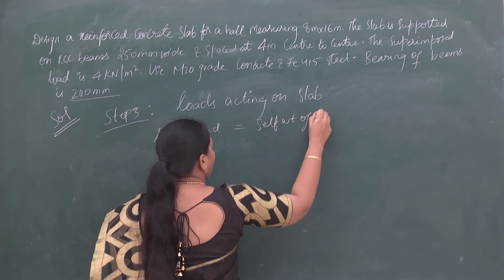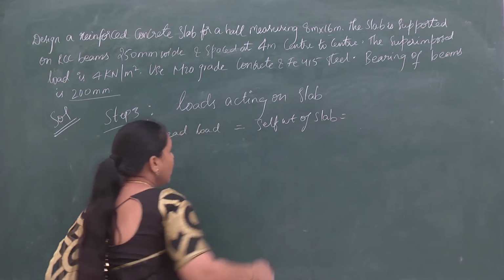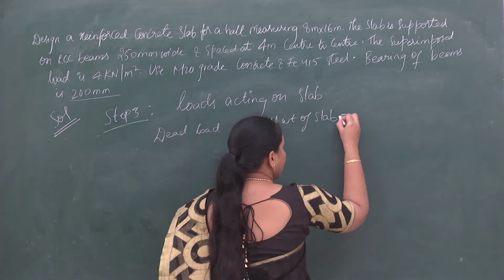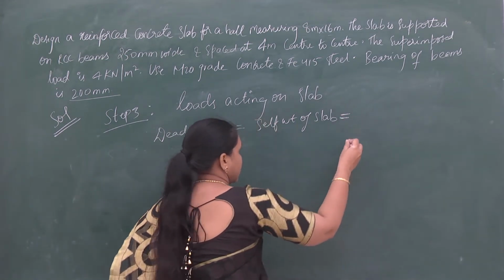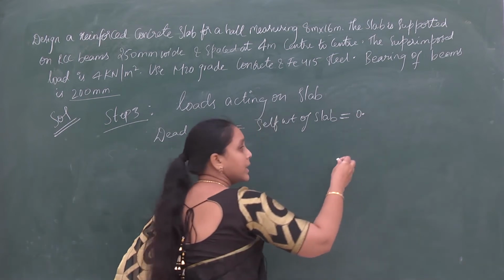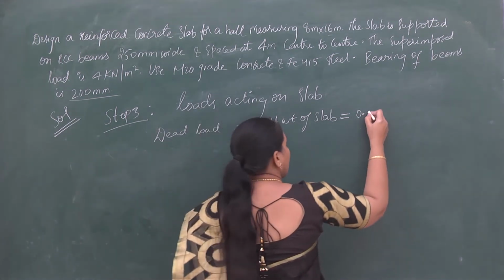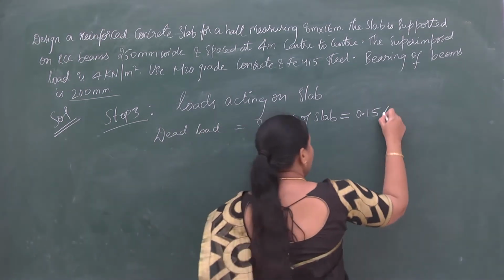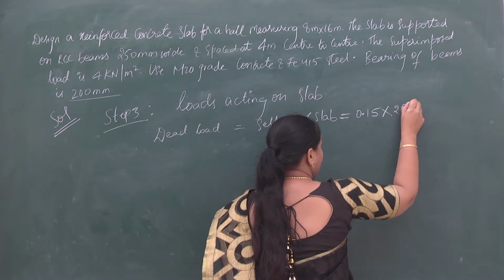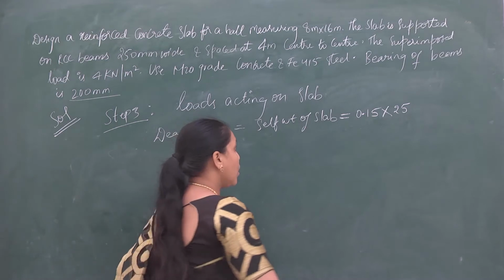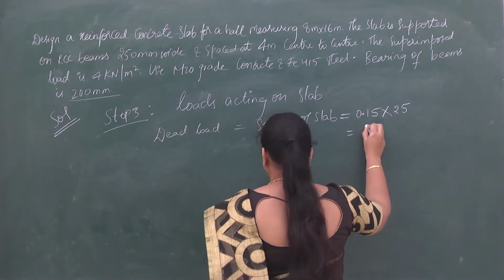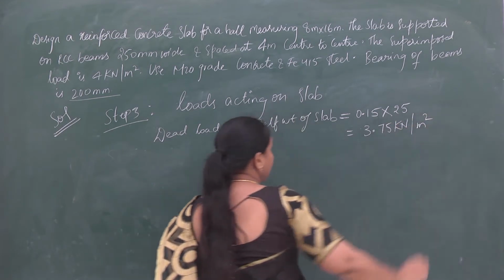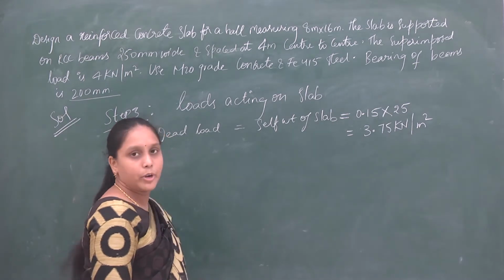So the dead load is self weight of the slab. How will we calculate the self weight of the slab? That is D into the unit weight of RCC. So what is the depth? That is the overall depth. It is 150 mm. So here I am converting it into meters. So it is 0.15 meters into the unit weight of RCC is 25 kilonewton per meter cube. So if you solve this, you will get a value of 3.75 kilonewton per meter square. This is going to be the self weight of the slab.